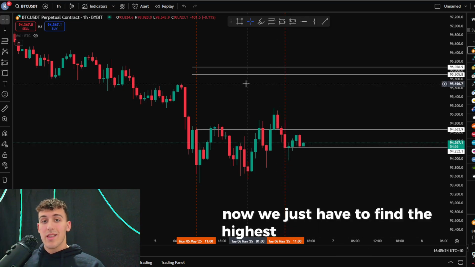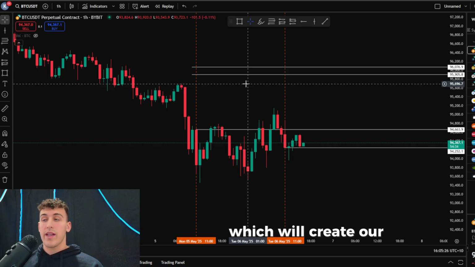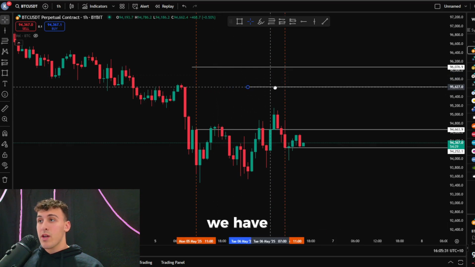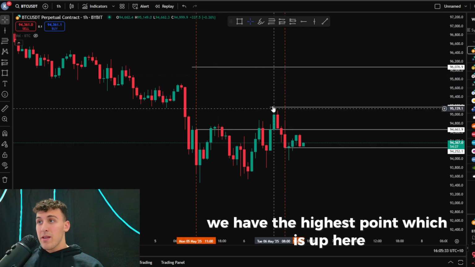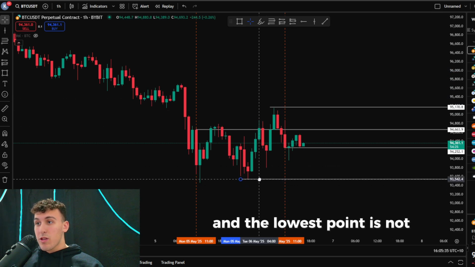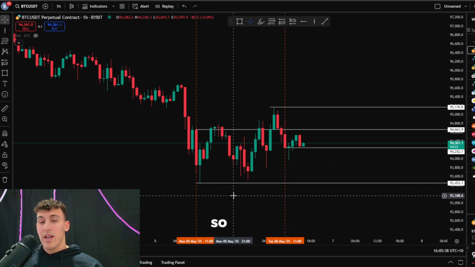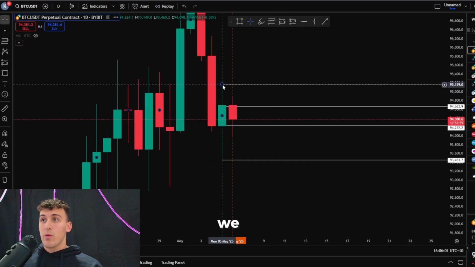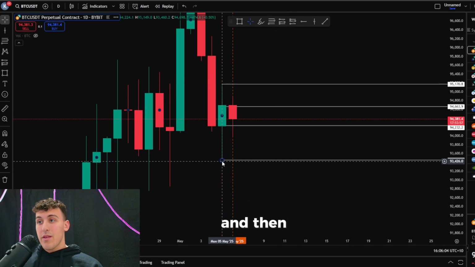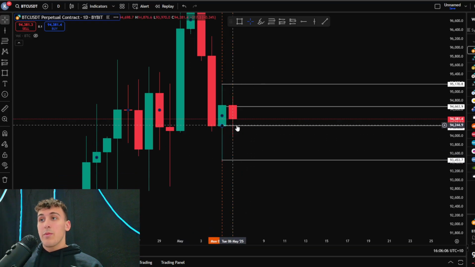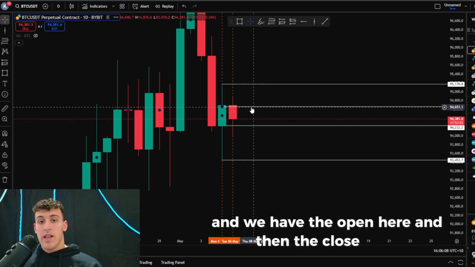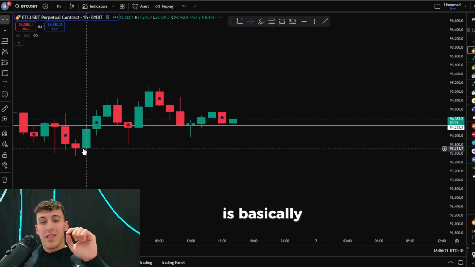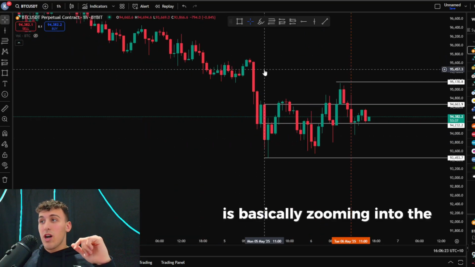Now we just have to find the highest point and the lowest point, which will create our wicks. Obviously we can see in between these 2 orange lines we have the highest point, which is up here, and the lowest point is not this one except this one over here. So now if we go back to the day chart, it should all line up. We have the wick marked out there, and then we have the lowest wick marked out there, then we have the open here, and then the close there. So if we're looking at the day chart, going into the 1 hour is basically zooming into the chart to see the smaller time movements.